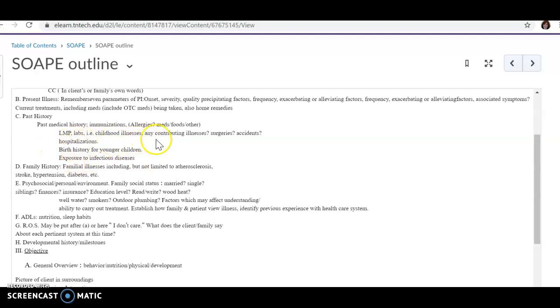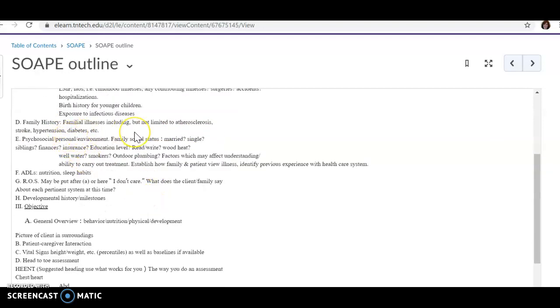Some of this information is going to be easy to get. You can get it from the chart. You might ask it from the patient. Others, you're just going to have to do the best you can through here, okay? Family history, same thing. Get as much information as you can.